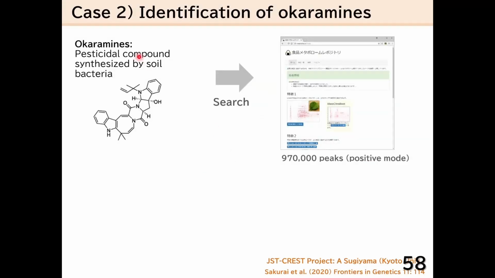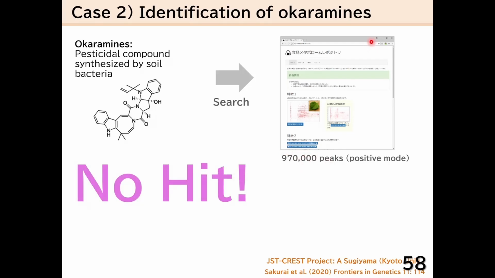Okaramines have pesticidal activity and were originally found in the culture of a soil bacteria when it was cultured with okara as medium. But there was no report of its existence in nature. So I checked the mass value of okaramine peaks using food metabolism repository, which contains more than 970,000 peaks. I got the result, no hit in the food. This is quite reasonable if the compounds are generated by soil bacteria.